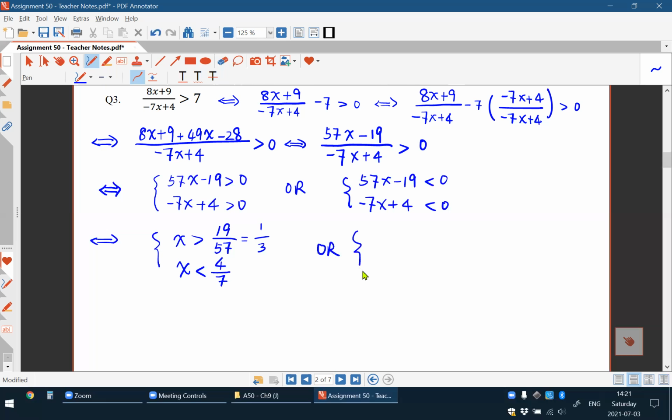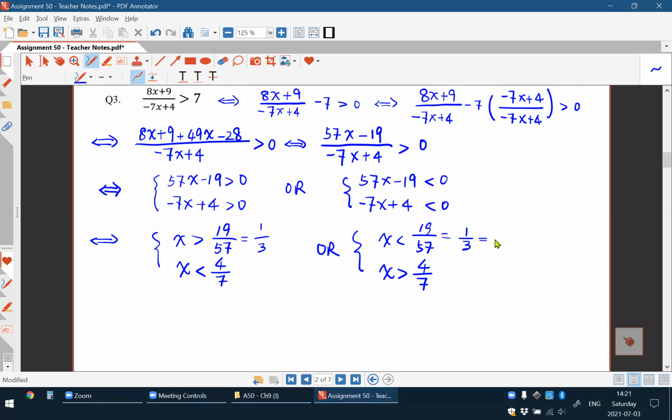Okay, next, x should be smaller than 19 over 57. Of course, 19 over 57 is 1 over 3. Next, x is larger than 4 over 7, right? So we need to decide which number is larger.